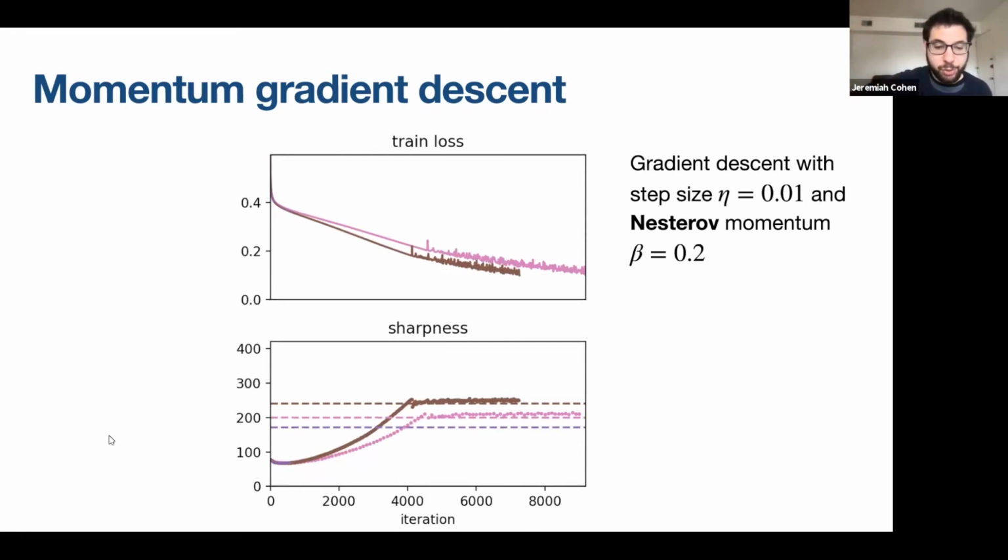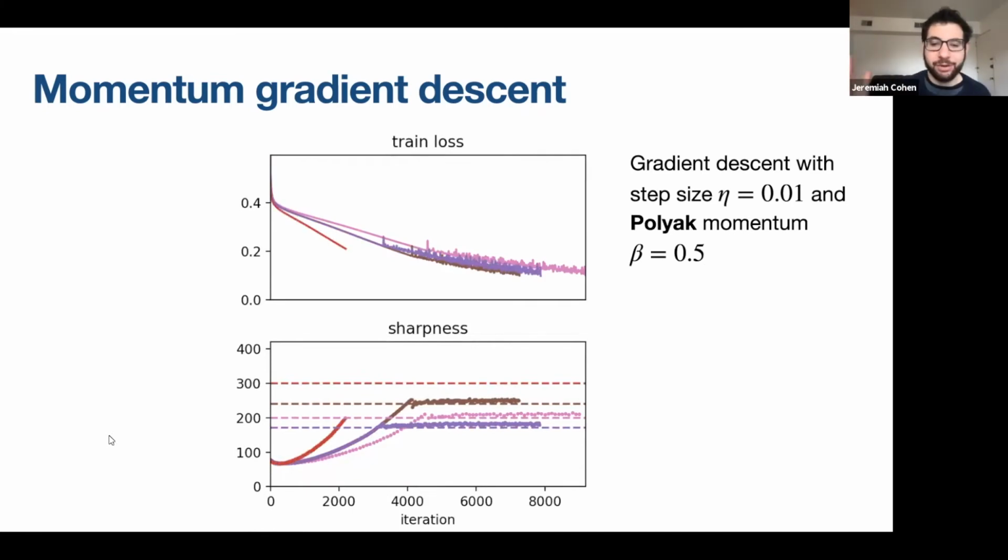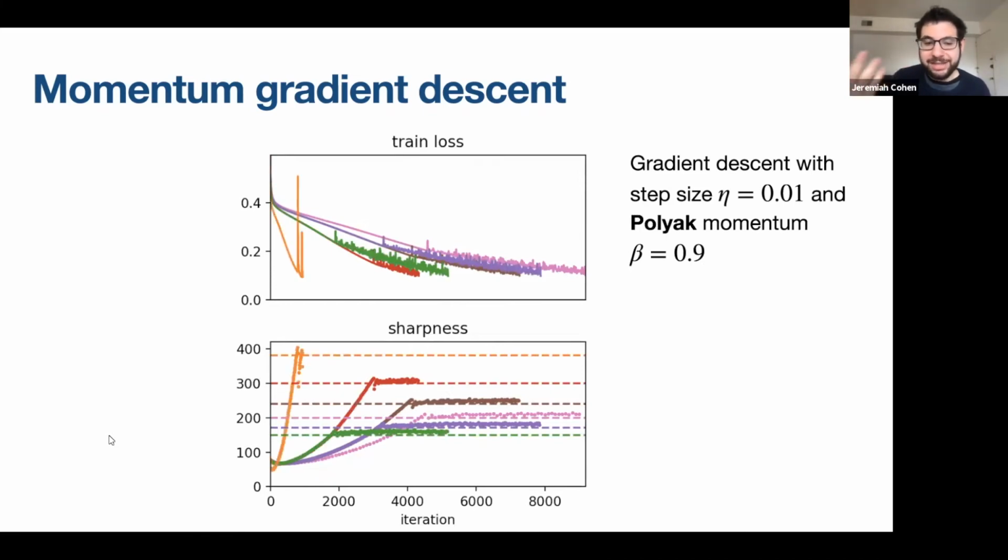And sure enough, if we run Nesterov momentum, you can see that the sharpness is predictable. This is Polyak with beta equals 0.05, and this is Nesterov with beta equals 0.05. So it's like a fun parlor trick. You can basically numerically predict what value the sharpness is going to take on, which is cool because in deep learning, you can't really predict anything numerically.